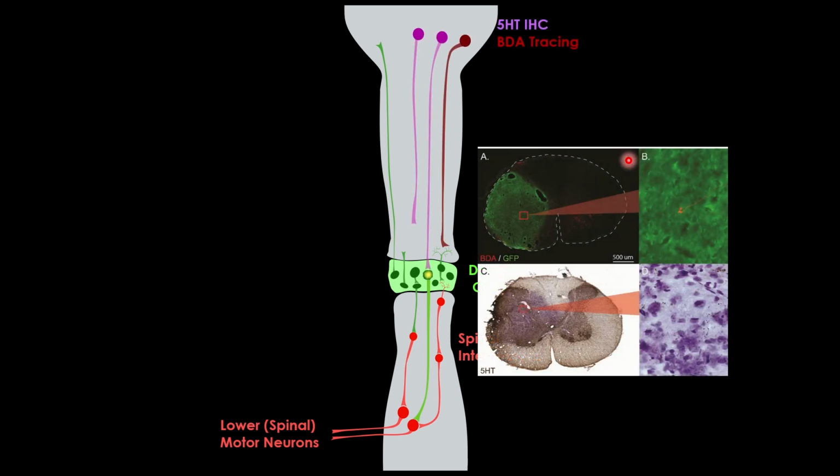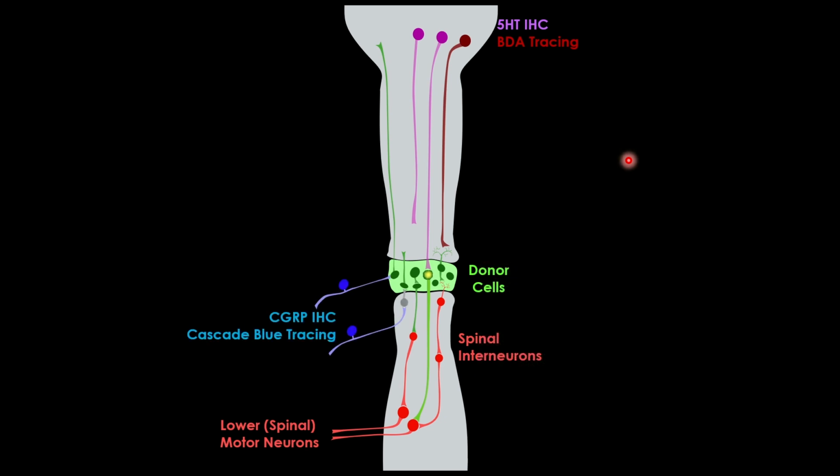We can look at our retrograde tracing to see how these transplants receive input from the brain and brainstem, and these networks that can essentially regulate the way that these cells will work after an injury. Likewise, we can look at primary afferent innervation of these donor cells.